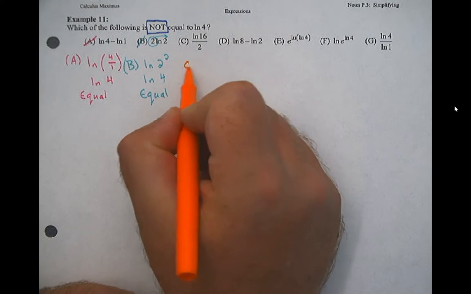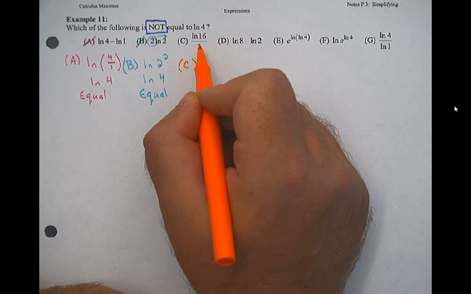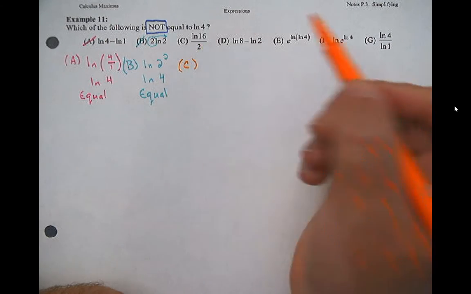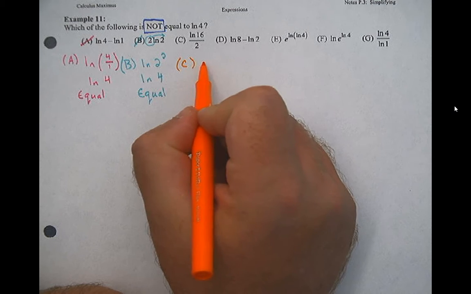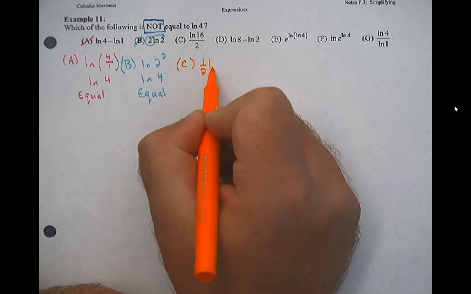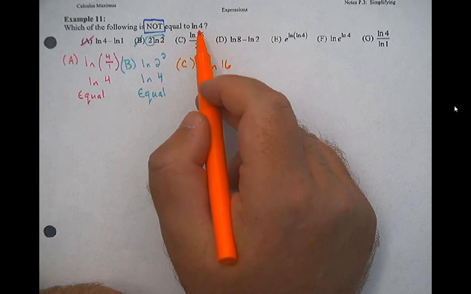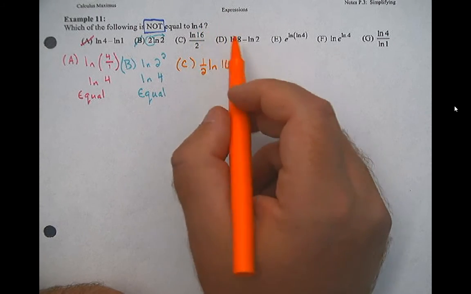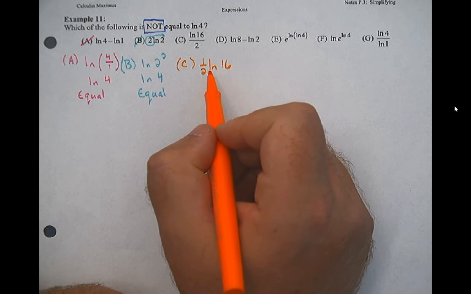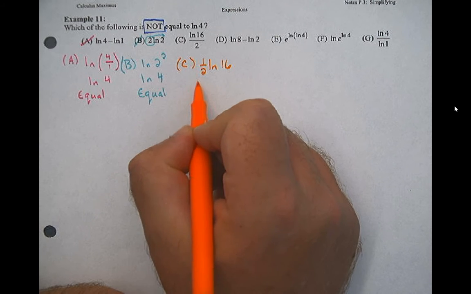Part C. Natural log of 16 divided by 2. Yeah, there's nothing I can do to clean this up. I mean, I can rewrite this as 1/2 natural log of 16, but natural log of 16 is not twice as big as the natural log of 4. I mean, let's think, oh, no, I am wrong. This is nice.